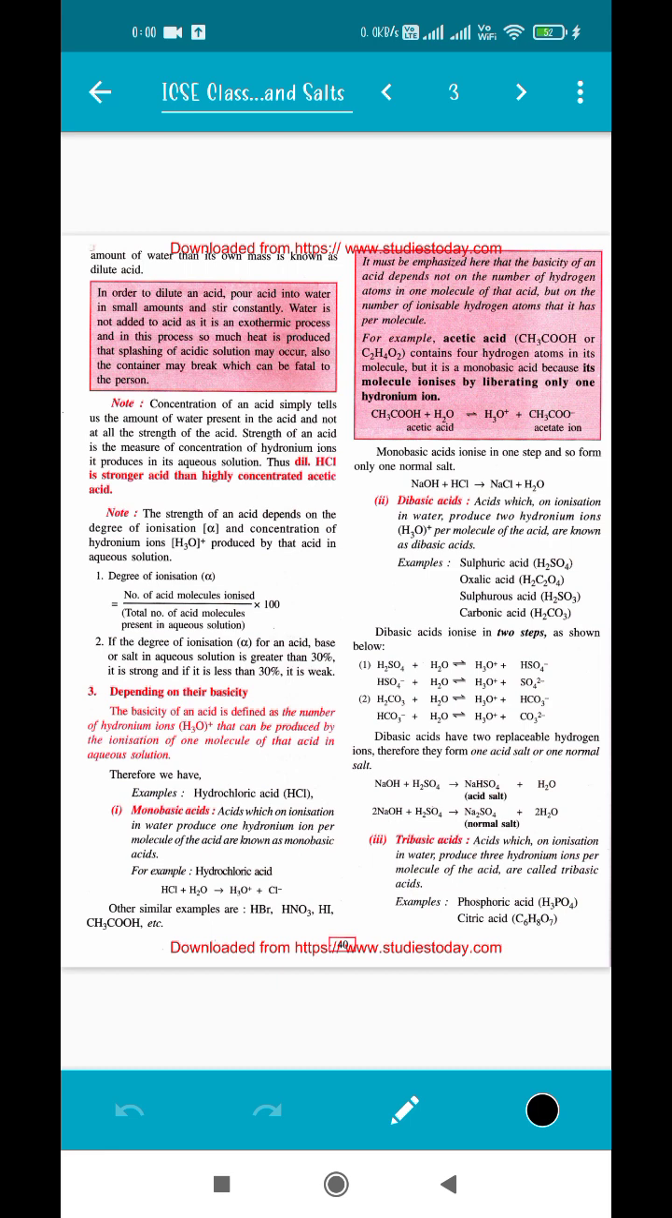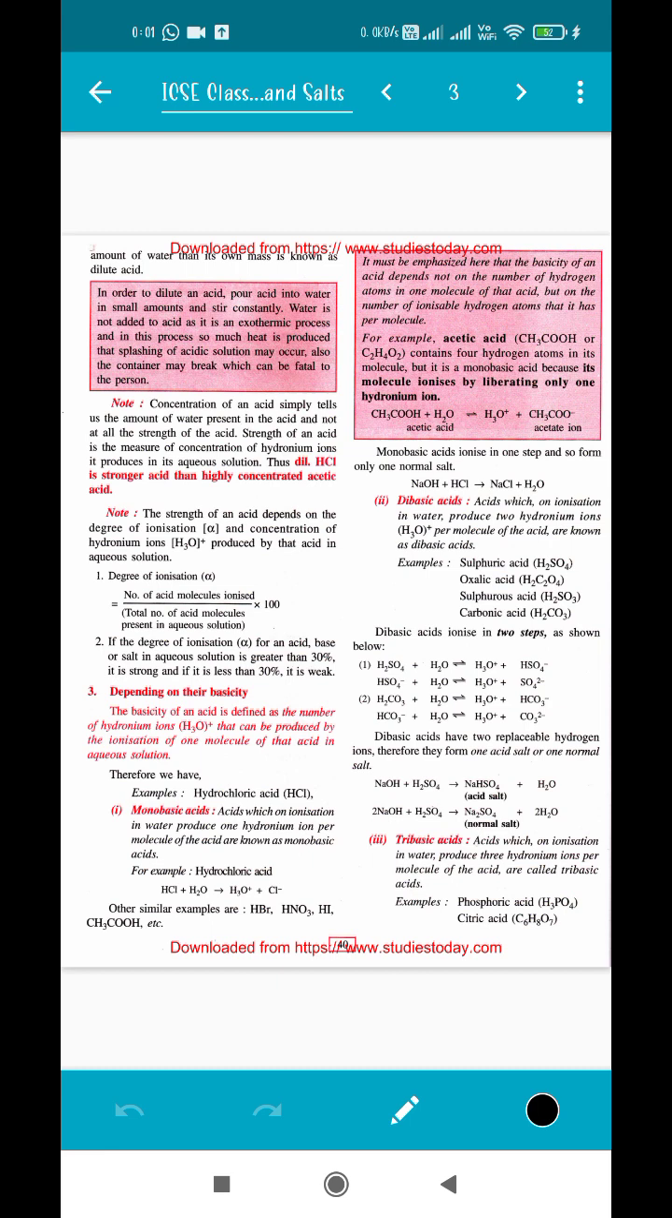Why do we do that? Let's see. Water is not added to the acid as it is an exothermic process, and in this process so much heat is produced that splashing of the acidic solution might occur. The acidic solution might splash and fall on our face or hands, and it can cause damage, right? Exothermic means which releases a lot of energy, a lot of heat energy. So if we put water into an acid, the acid can splash and it can cause a huge accident. And moreover, the heat is so high that even the glass apparatus may break. And if glass breaks and causes any wound, it can be very detrimental.